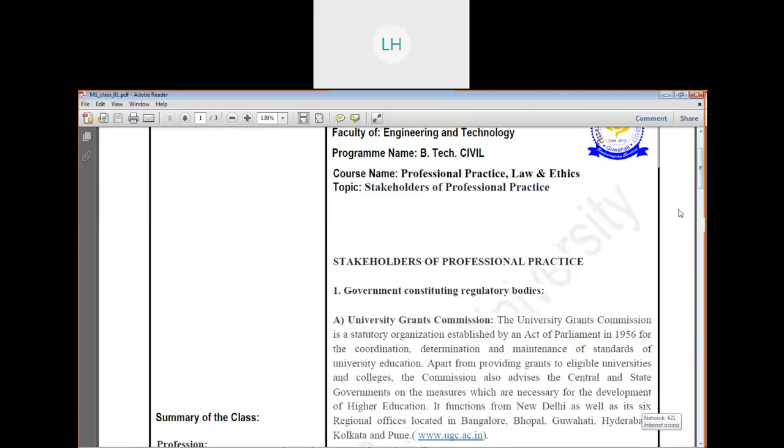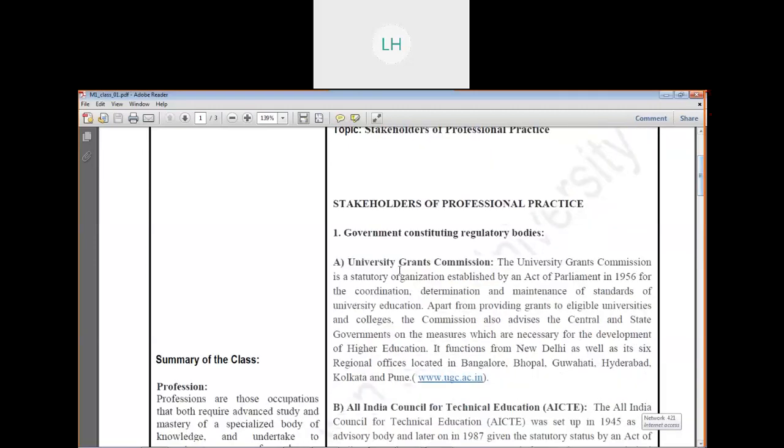What are the government bodies? They actually work as regulatory bodies for maintaining and governing the quality of the particular profession of practice. The first one is the University Grant Commission. I think all of you have heard about this term, UGC, right? University Grant Commission. So what is University Grant Commission? Let me read it out. It is a statutory organization established by an Act of Parliament in 1956.